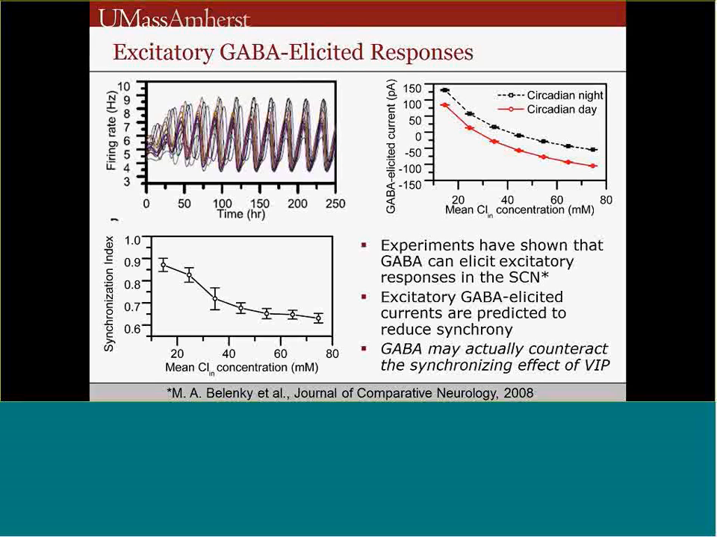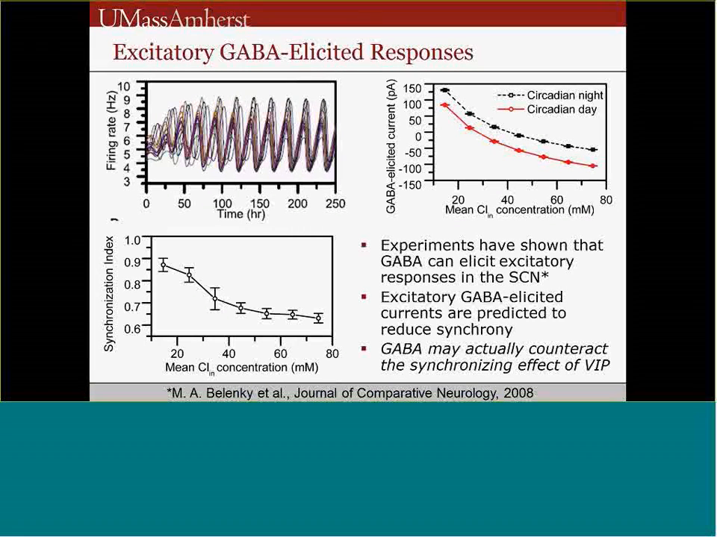It's been accepted for a long time that GABA is just an inhibitory neurotransmitter. But more recently in the SCN, it's been shown that it could be potentially excitatory. So we wanted to explore this with our model. You can do this by manipulating the electrophysiology, by changing the mean chloride concentration. Then you can change what was an inhibitory relationship to excitatory. So now instead of one GABA cell inhibiting another, it can actually excite another.